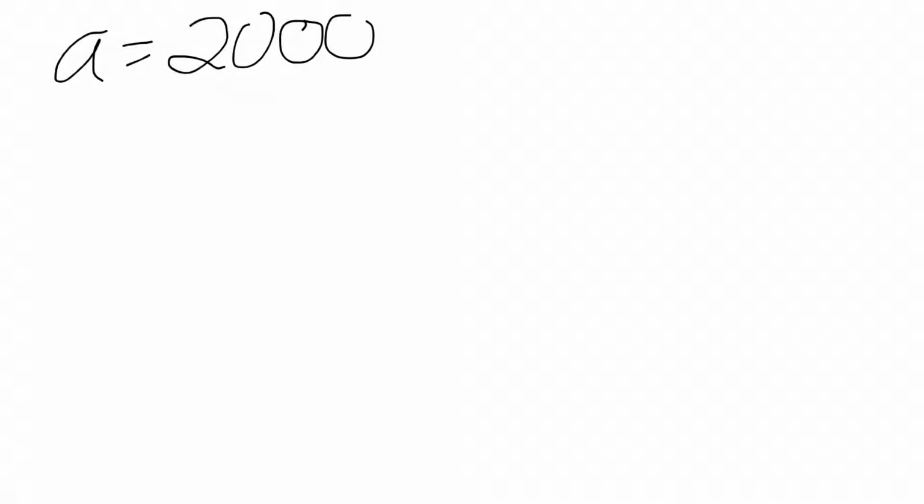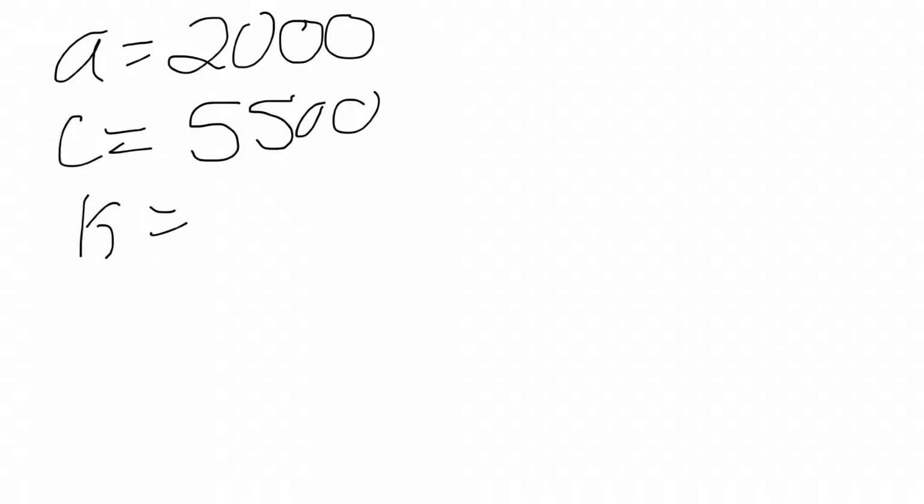So now we can recap. We've gotten everything. What was our a value? 2,000. What was the next one? We got the c value. What was the c value? 5,500. What was next? The k value. What did we get for k? 45. And last but not least, our d value. What did we get for our d value? 3.